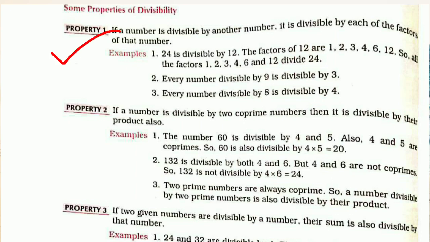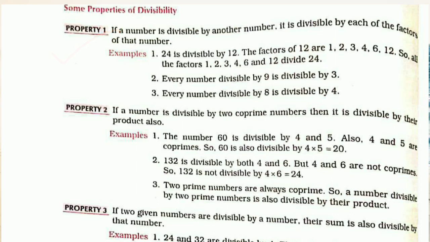Property number 1: if a number is divisible by another number, it is divisible by each of the factors of that number. Suppose we take 24, and 24 is divisible by 12, then the factors of 12, that are 1, 2, 3, 4, 6, 12, can also divide 24. Every number divisible by 9 is divisible by 3 also. Every number divisible by 8 is divisible by 4 also.